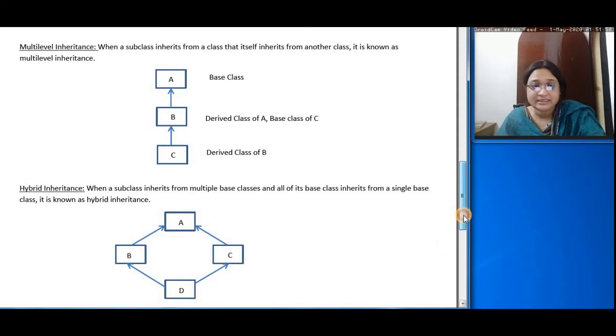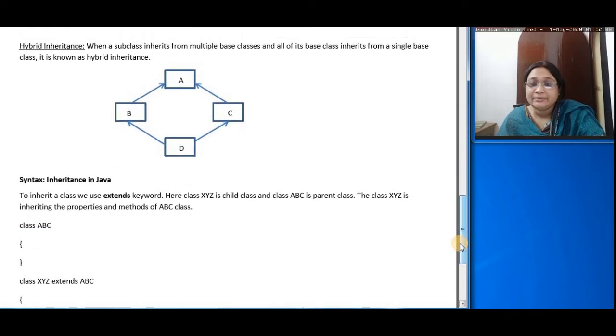Next is hybrid inheritance. What happens in hybrid inheritance? A subclass inherits from multiple base classes, and all of those base classes inherit from a single base class. For example, D is the subclass. D is inheriting from multiple base classes. Now these base classes are again inheriting from a single base class A. Clear? So this is hybrid inheritance.